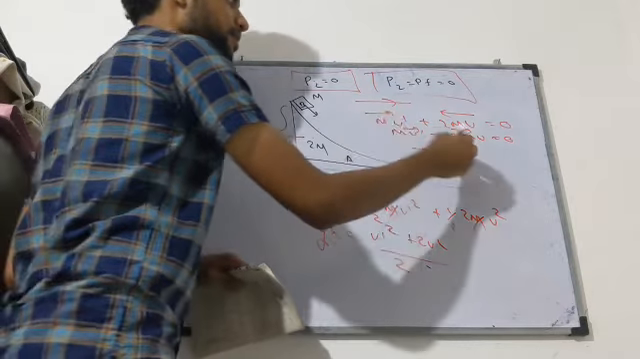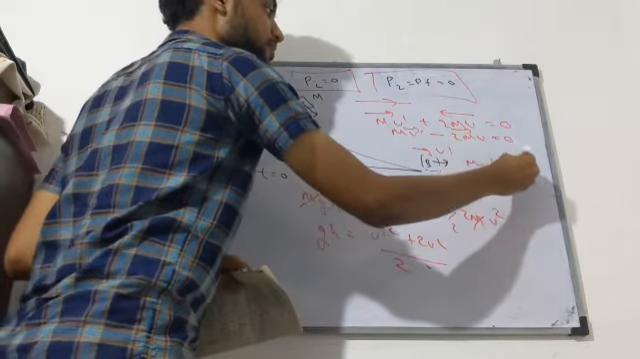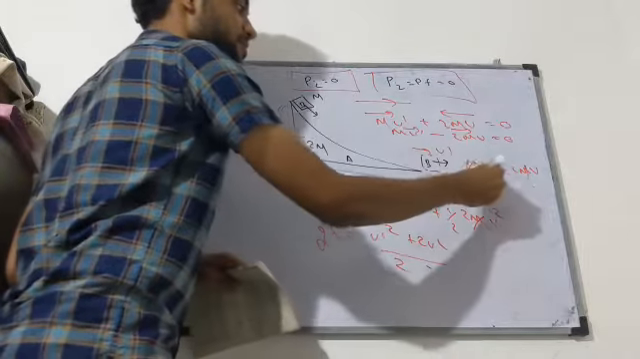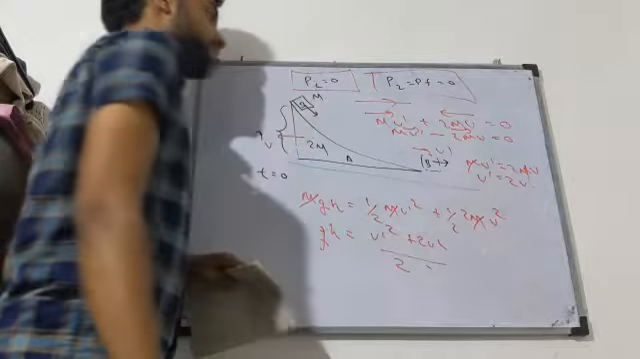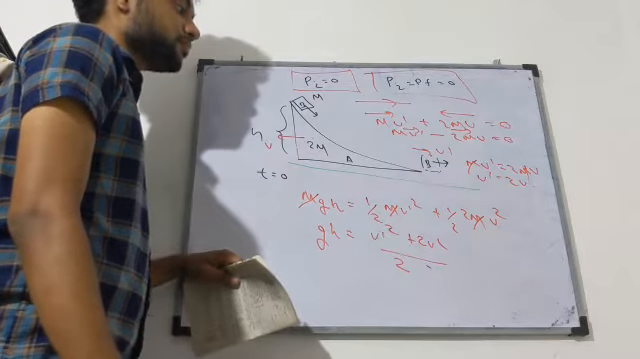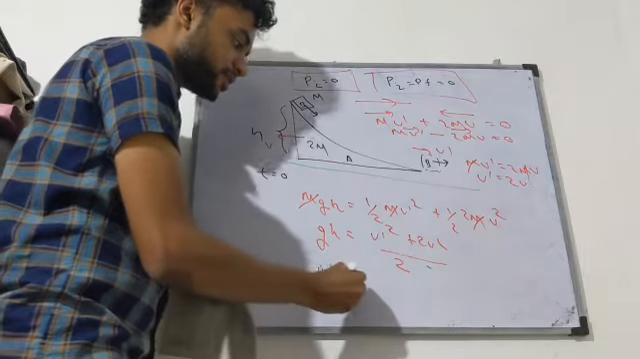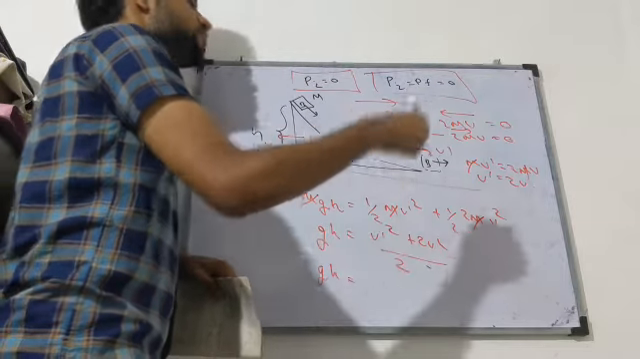Then I can say M V dash should be equal to 2mV. m cancels, so V dash is equal to what? 2 times V. I can substitute it here. GH is equal to, now what is V dash? 2V squared. Do it mentally.